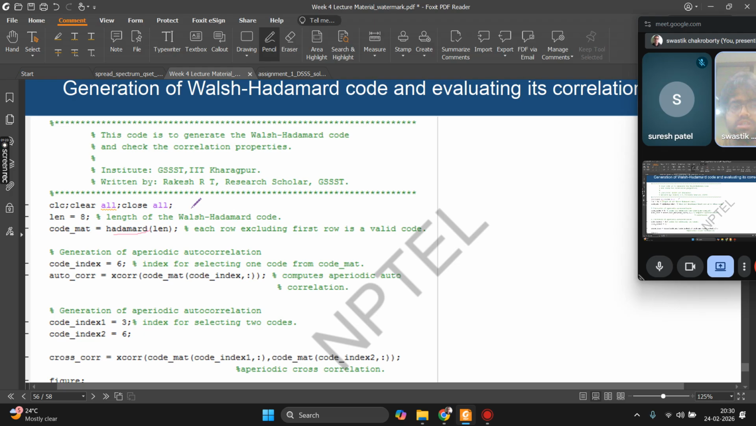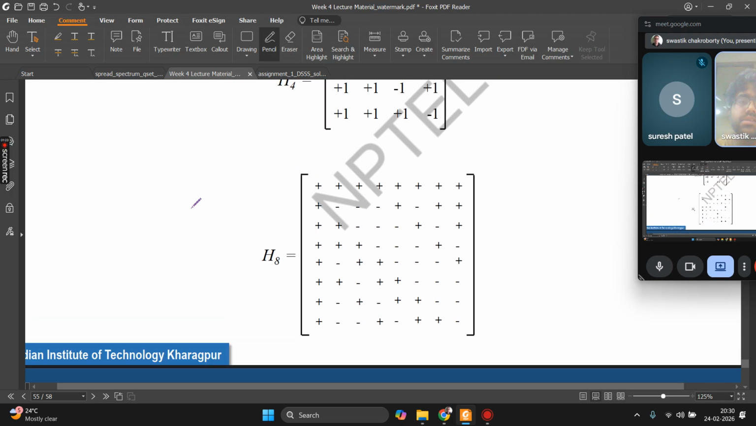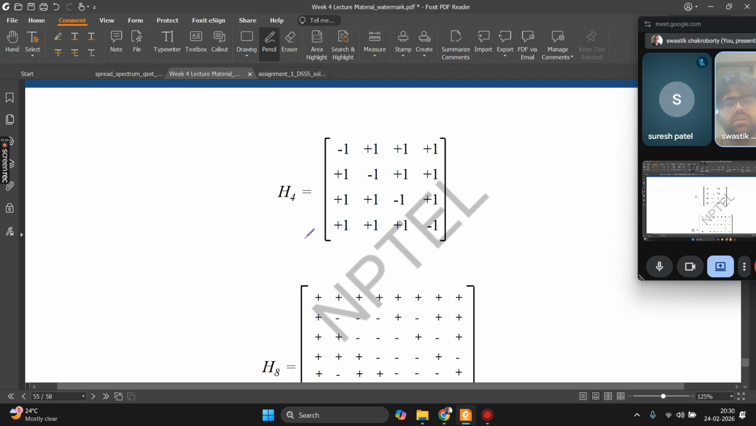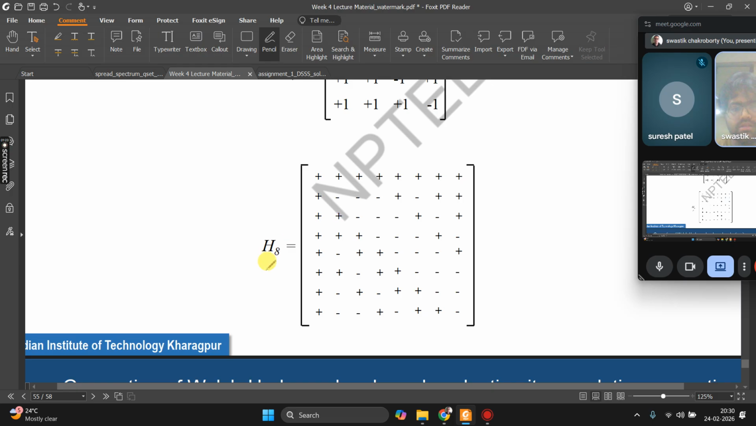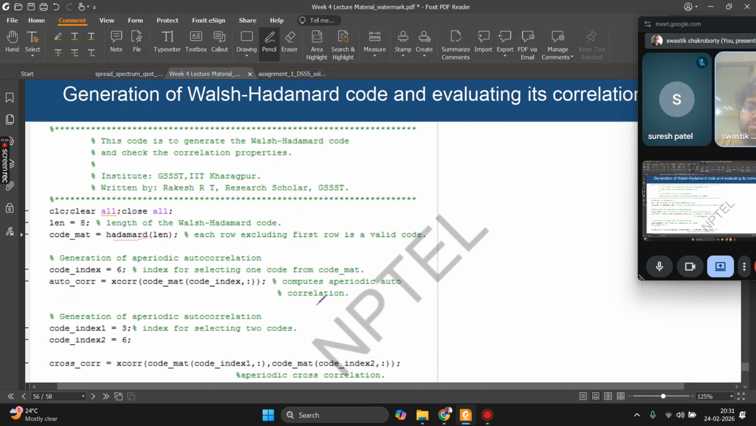Because here this whole matrix is not a Hadamard code. Each of these rows is a Hadamard code, like plus 1 minus 1 plus 1 plus 1 plus 1 plus 1 minus 1 plus 1, like that. Each row is a Hadamard code, but in the H8, you will see that this first row is not a valid Walsh-Hadamard code. Apart from this, all these 7 rows are valid Walsh-Hadamard codes.